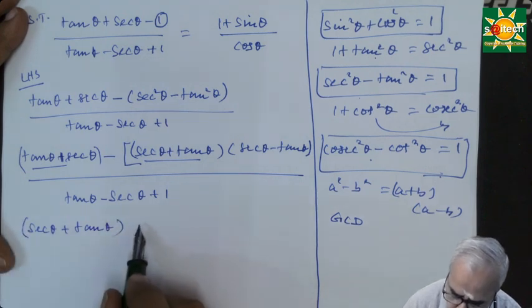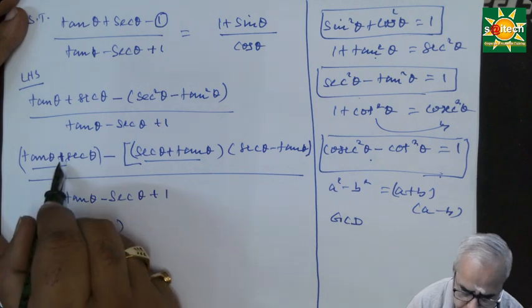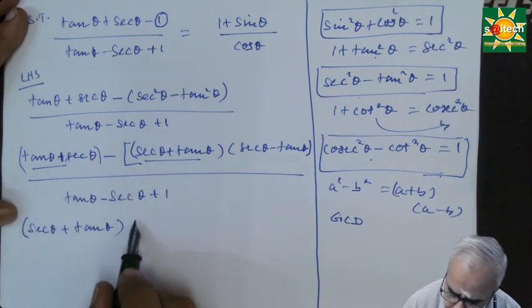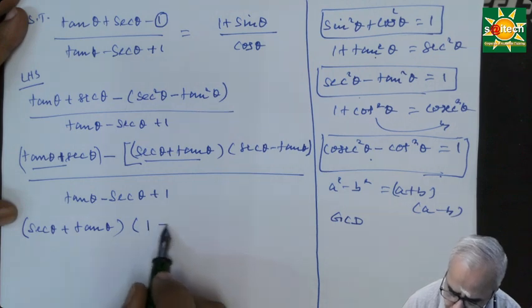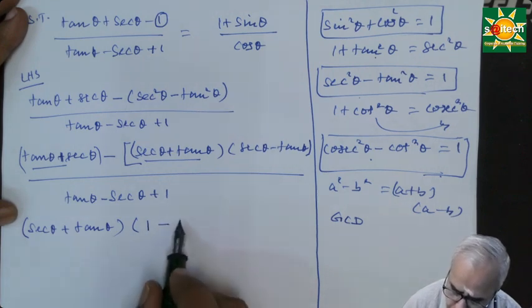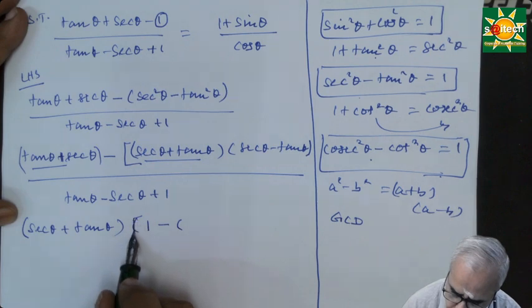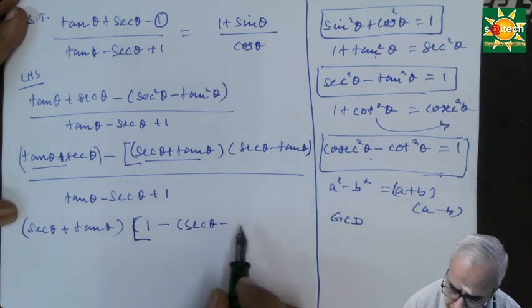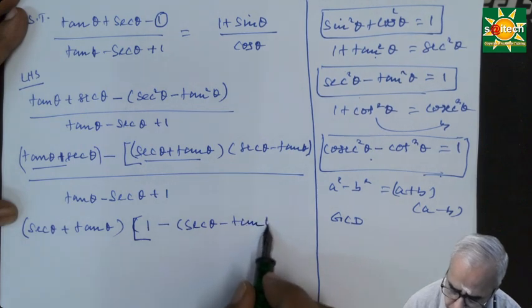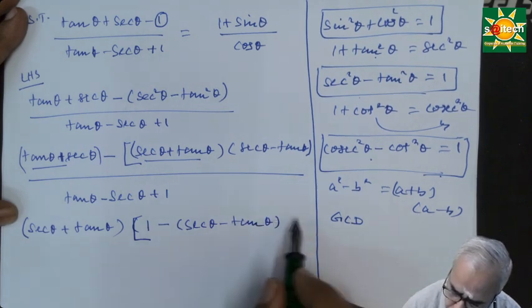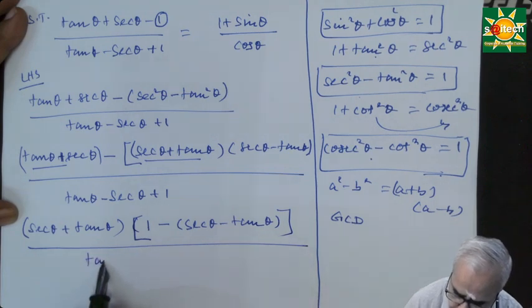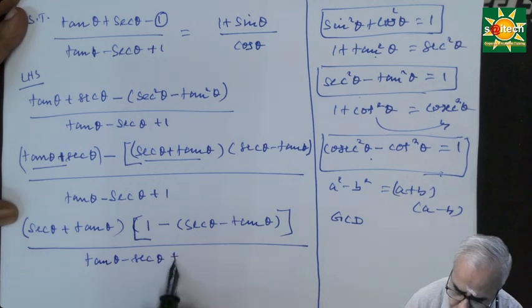Now it becomes what? Now you have to divide by this. When you divide this by tan theta plus secant theta, this becomes 1. And then minus, then again open the bracket and put square bracket here. So the remaining is secant theta minus tan theta. Got it? So close the bracket. Now, tan theta minus secant theta plus 1.